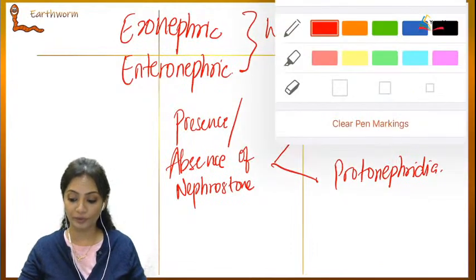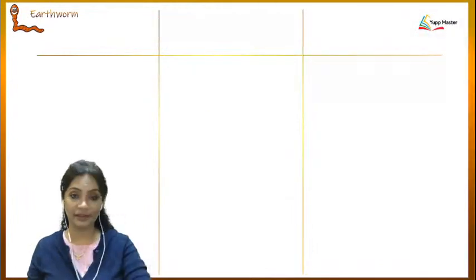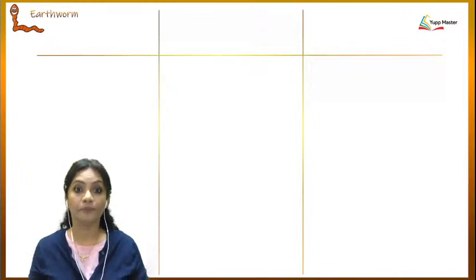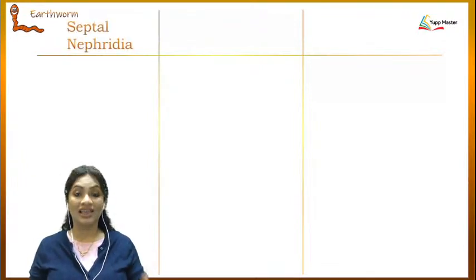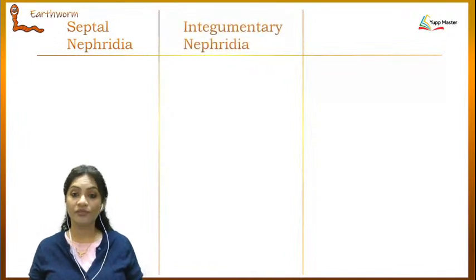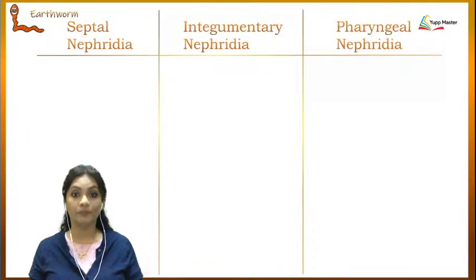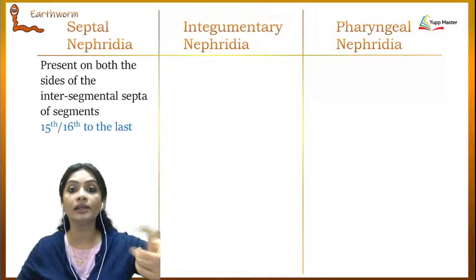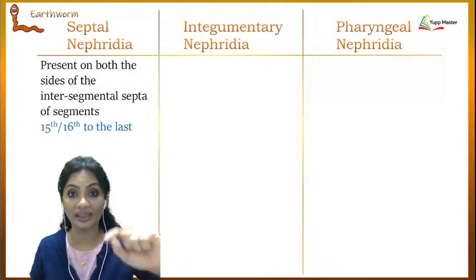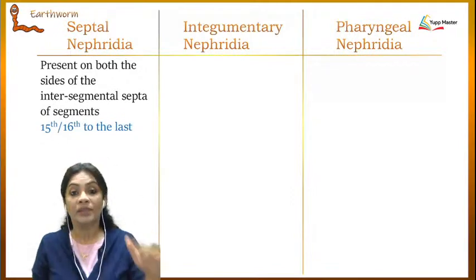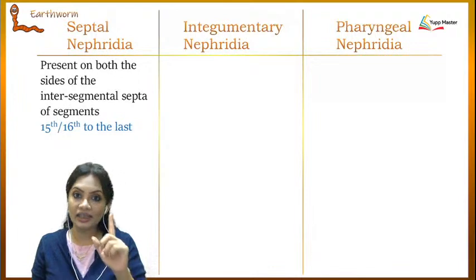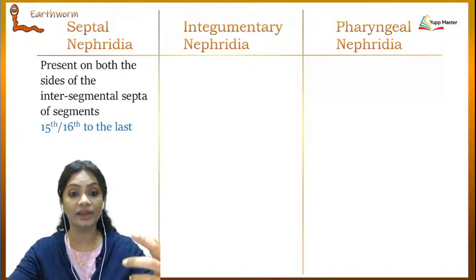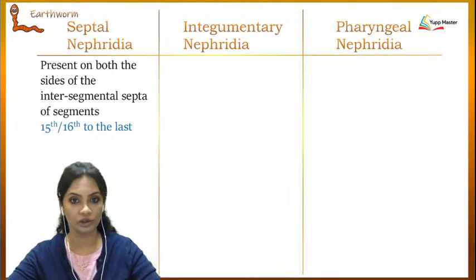Now, as I told you before, we went through individual nephridia. Now let's see a comparative study of these nephridia. The first nephridia, septal. Second was the integumentary. Third being the pharyngeal nephridia. Where was the septal nephridia present? It was present in the intersegmental septum, the septum between 2 segments. It started in the septum present between segment 15 and 16, and it continued all the way up to the last segment of this earthworm.